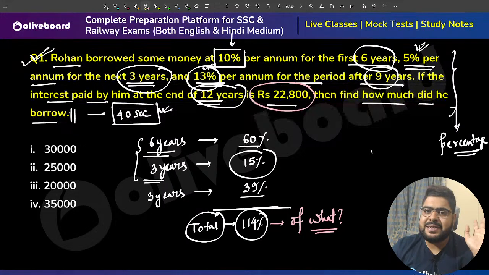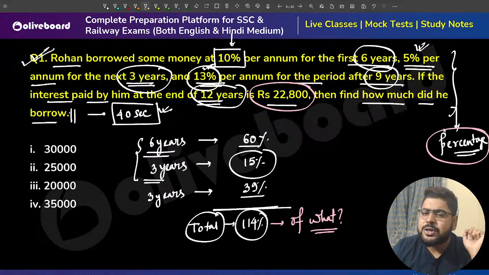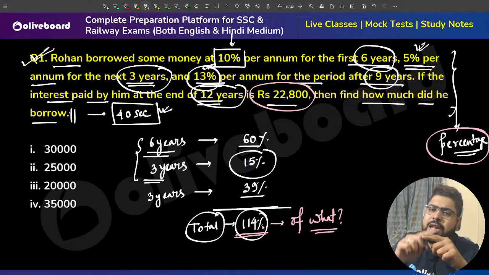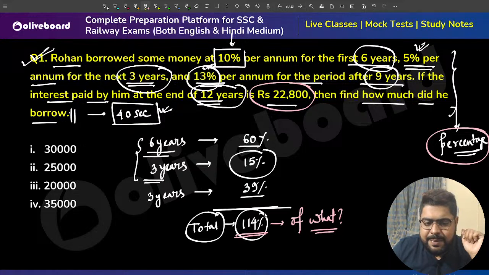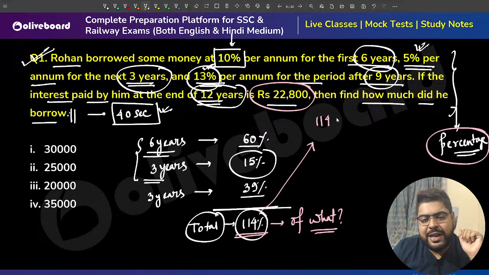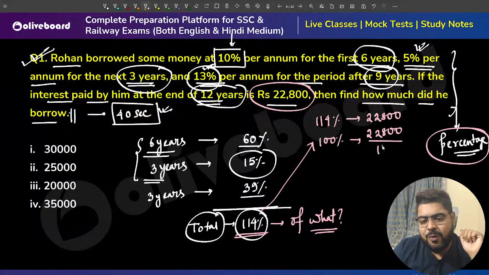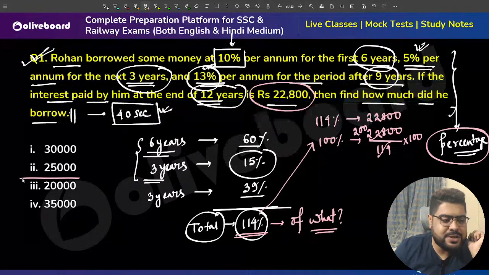Because we are taking the percentage approach, principal in this case is always 100%, because when I'm saying 114% of principal, my base is the principal, that is 100%. It simply means that the 114% value is 22,800. They are asking us to figure out the 100% value. So it is 22,800 by 114, and for 100 I multiply by 100. So it is 200 into 100, that is 20,000 rupees.